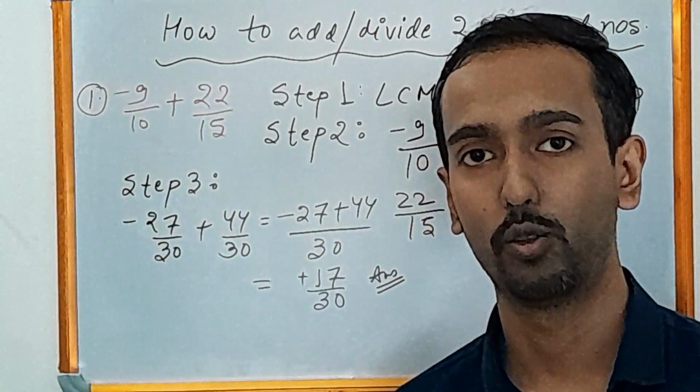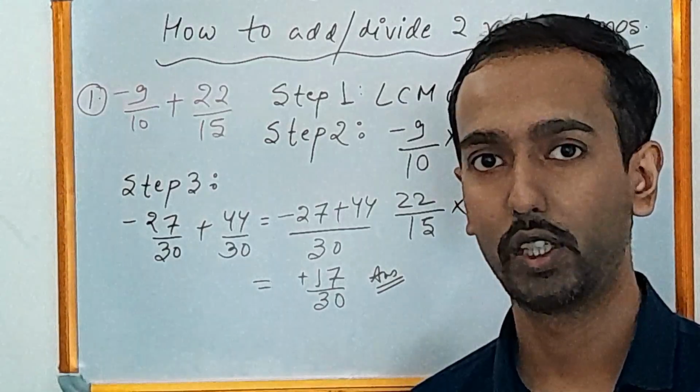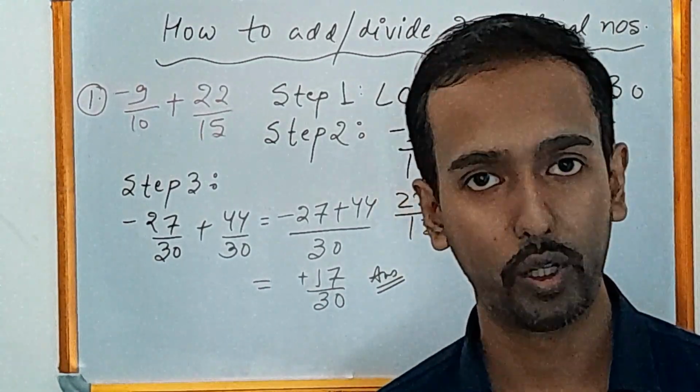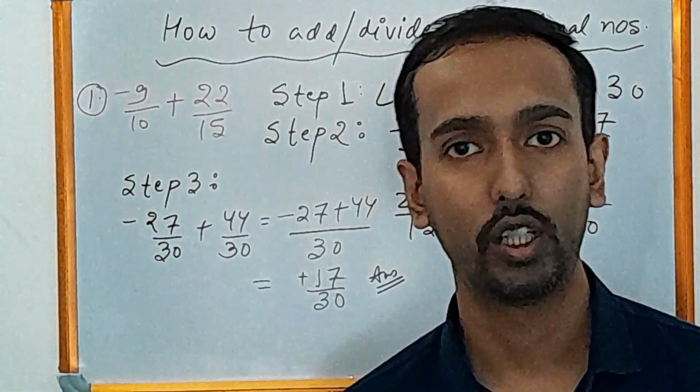Initially we have added two rational numbers. Since the denominators are different, we find the LCM and then convert the denominators and make them equal. In the final step, we add the numerators and use this step to perform the operation of addition. So let's move on to the division part.